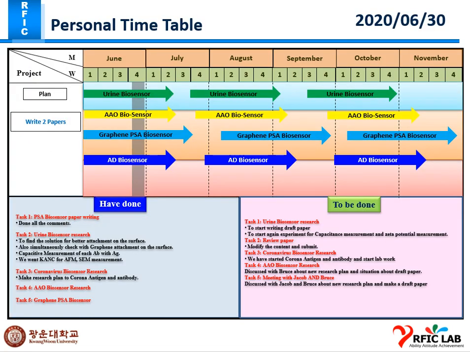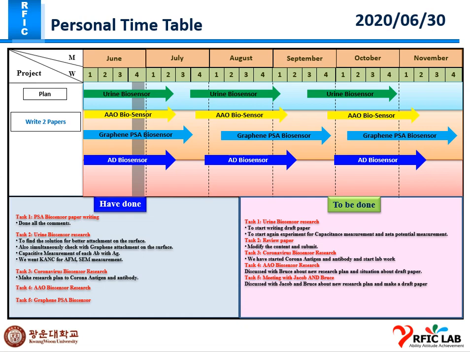In this week, I have planned to implement 5 tasks. The first task is related to the urine biosensor research. I have already started to write a draft paper as well as to start the experiment again for the capacitance measurement, and the new measurement is zeta potential. I am also looking for which university or institution has the facility to characterize the zeta potential measurement.